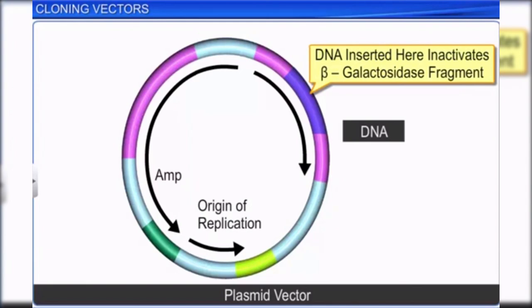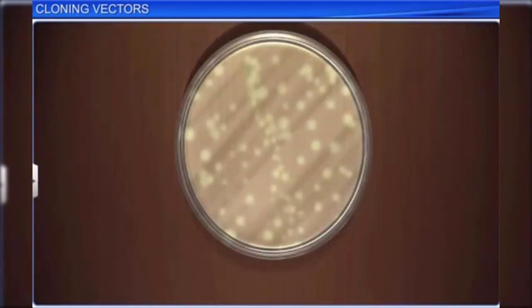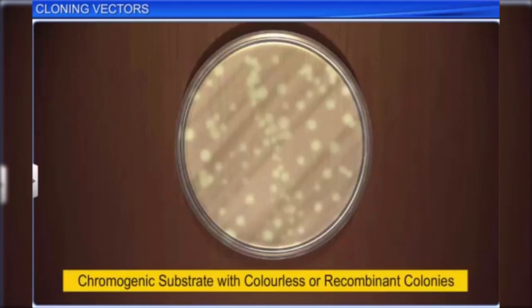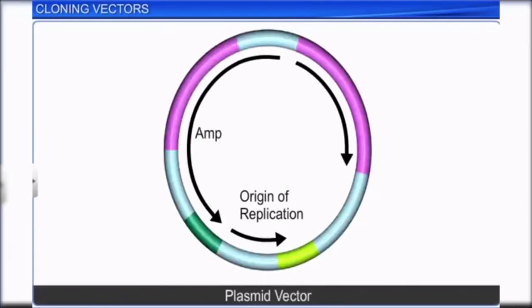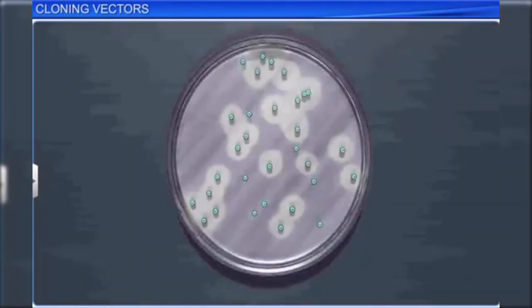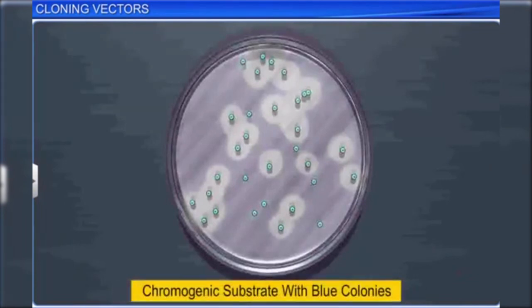When the plasmid that has undergone insertional inactivation comes in contact with a chromogenic substrate, colorless bacterial colonies can be observed. These colonies are also identified as recombinant colonies. On the other hand, if the plasmid in the bacterium does not have an insert of foreign DNA fragment, the chromogenic substrate yields blue colonies.